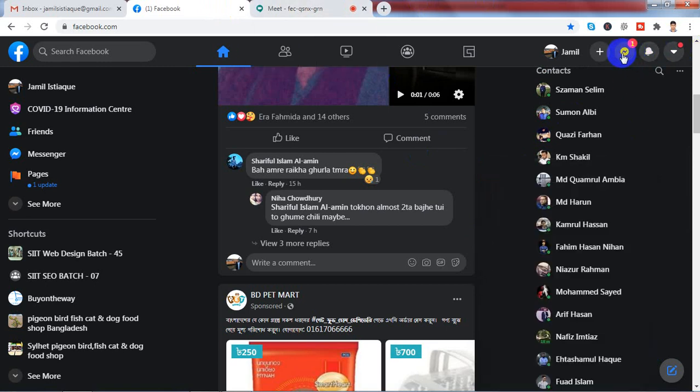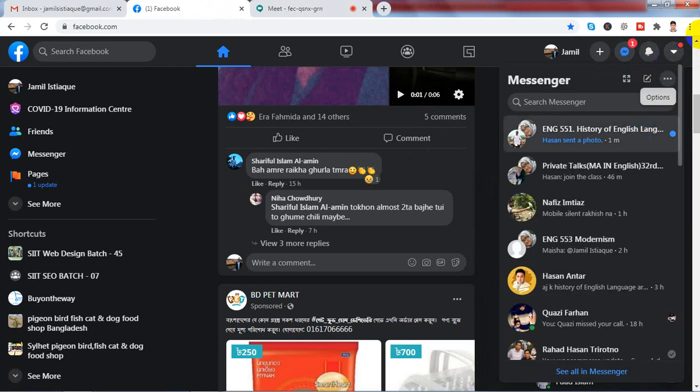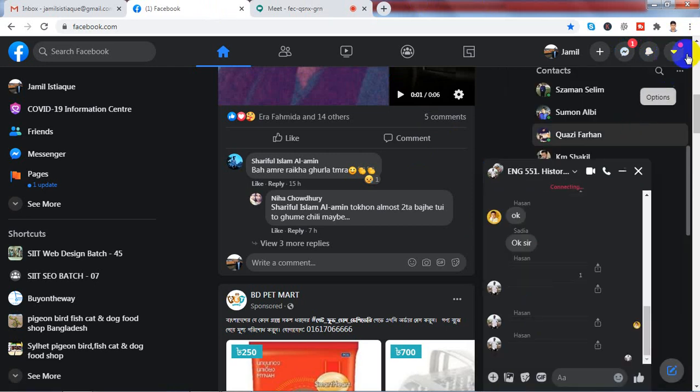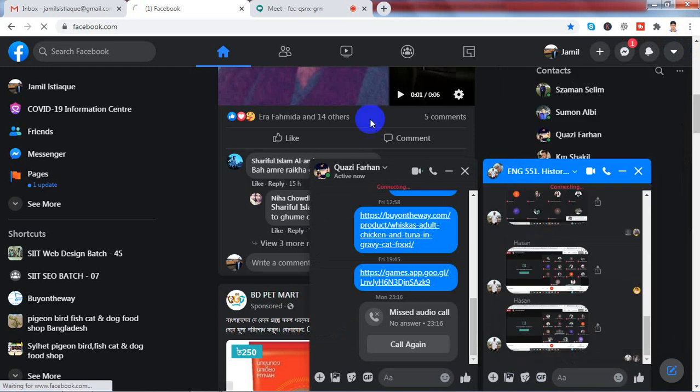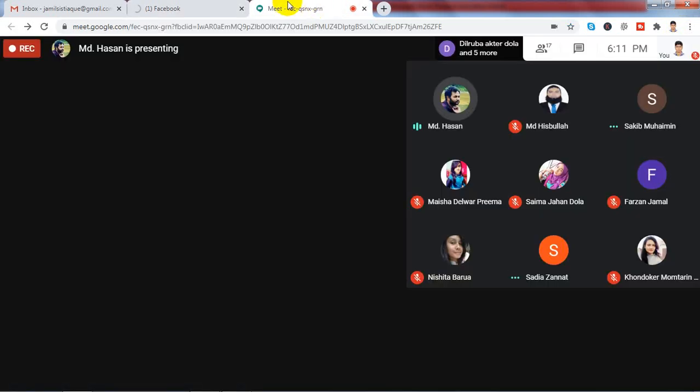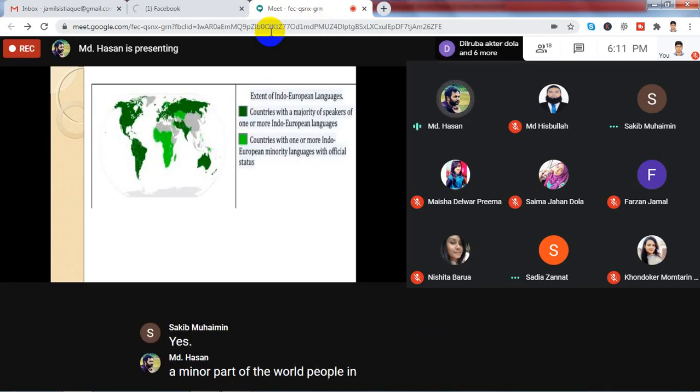Next is Indian one, a little bit for all of you. Let us come here again. The extent of Indo-European languages, you can see in the map: countries with a majority of speakers of one or more Indo-European languages, and countries with one or more Indo-European minority languages. Can you see the clear picture of the world? Yes, sir.